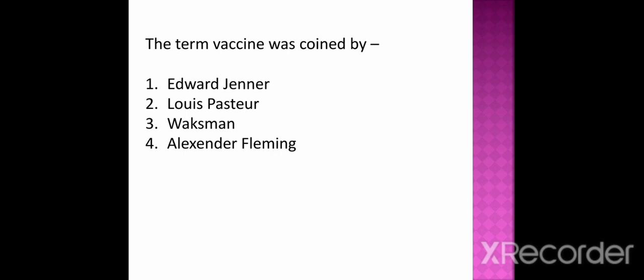The term vaccine was coined by option 1 Edward Jenner, option 2 Louis Pasteur, option 3 Waxman, option 4 Alexander Fleming. And the correct answer is Louis Pasteur. Louis Pasteur called the attenuated culture a vaccine. The name vaccine comes from the Latin word vacca, which means cow.